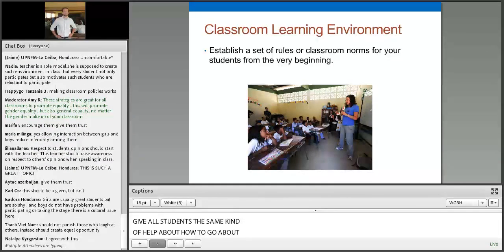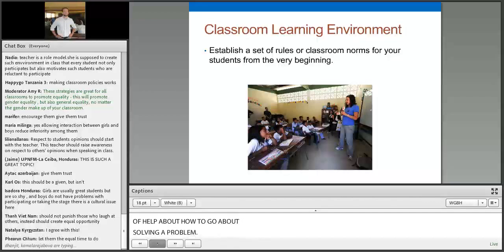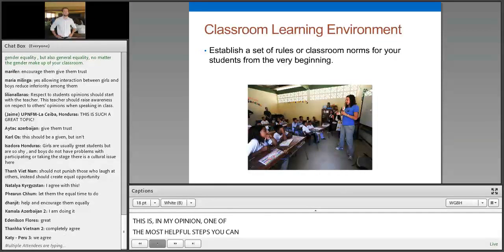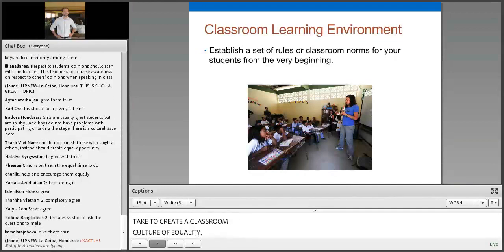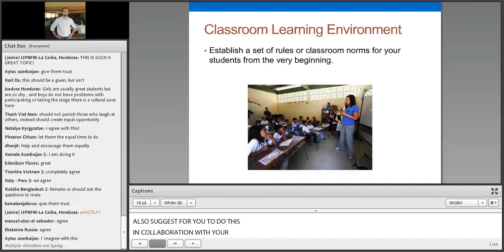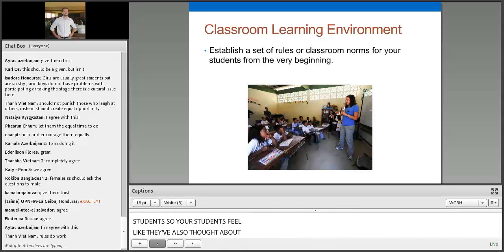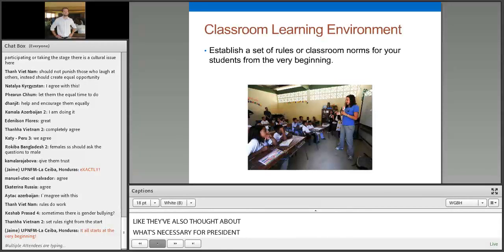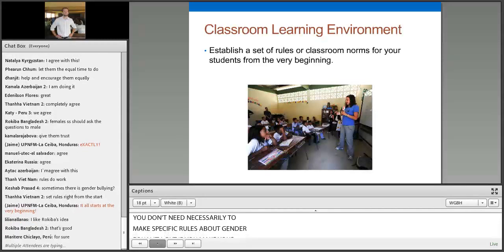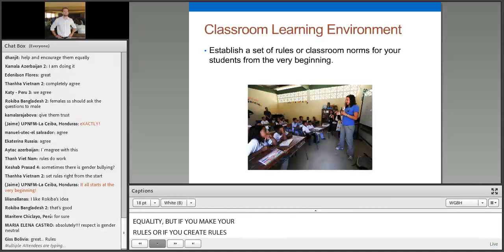Next, and this was an idea that I saw several of you mention in the chat box: establish a set of rules or classroom norms for your students from the very beginning. This is, in my opinion, one of the most helpful steps you can take to create a classroom culture of equality. When you create a set of classroom rules for behavior, I also suggest you do this in collaboration with your students so that they feel like they've also thought about what's necessary for respect and they've suggested it themselves.